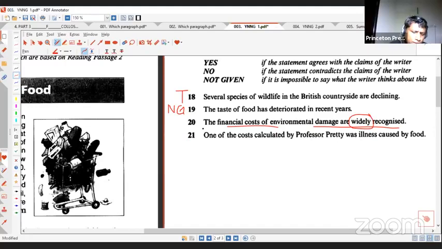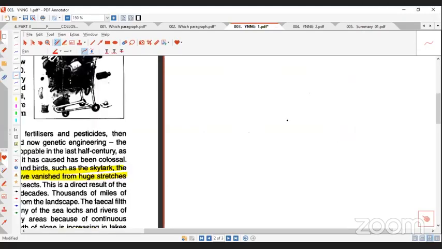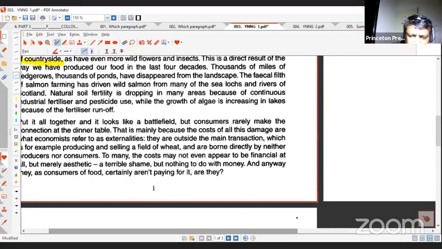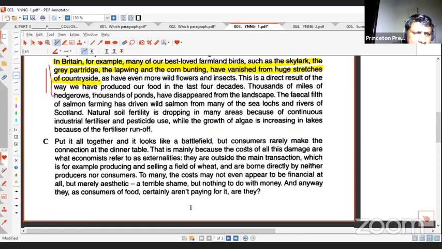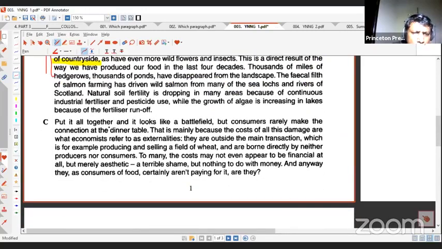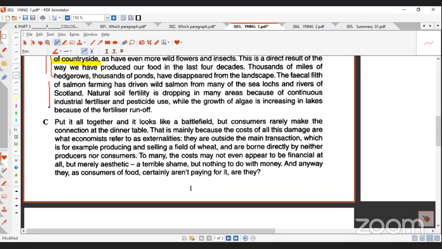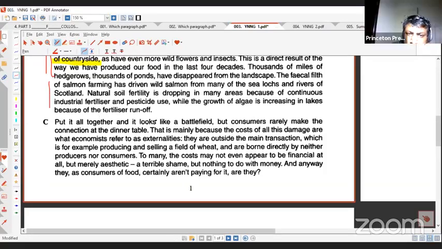Yeah, in paragraph E maybe, where Professor Preeti makes a deduction. Let's see, there could be a little bit of that. Can we check it? Let's read it. Put it all together, it looks like a battlefield, but consumers rarely make the connection at the dinner table. This is mainly because the cost of all damages are. Listen, you'll have to read it fast. You can't guess. This is the problem.